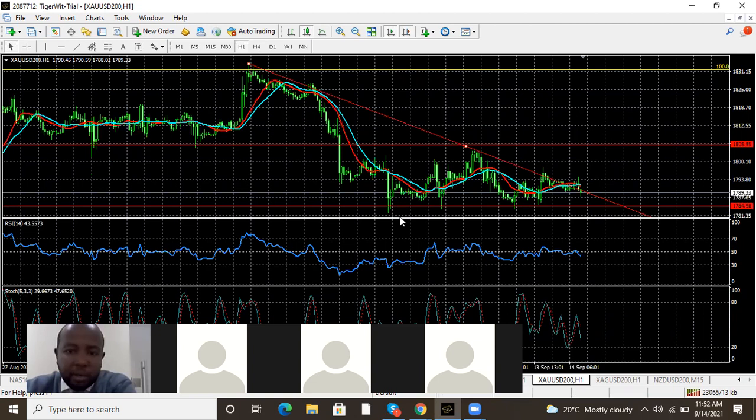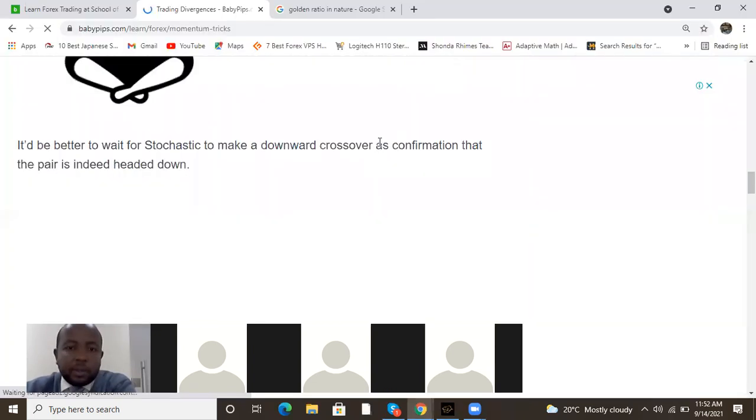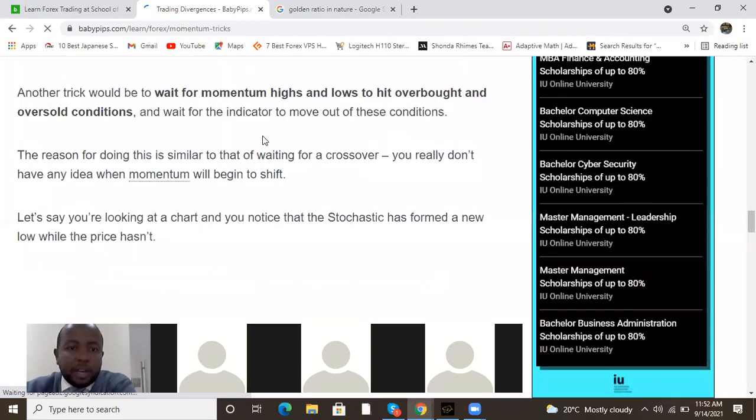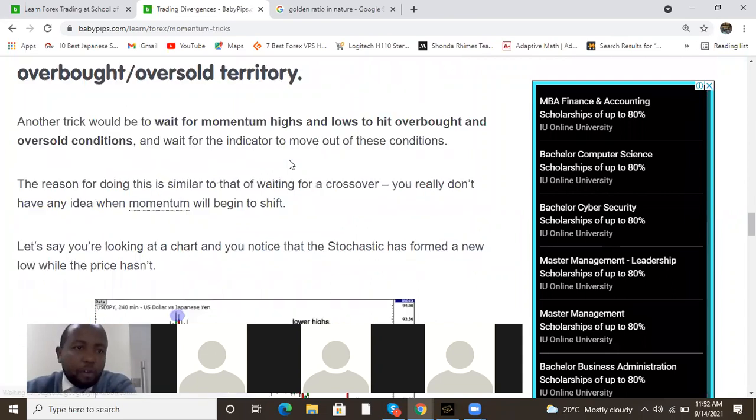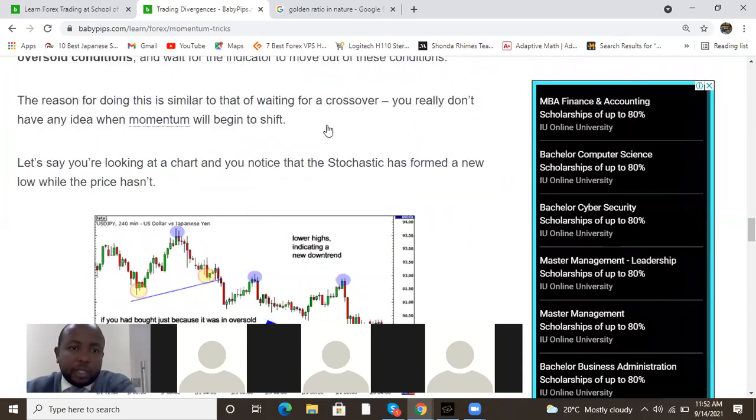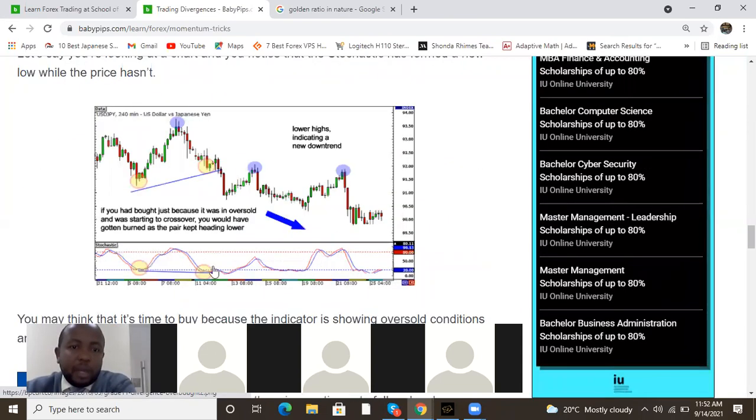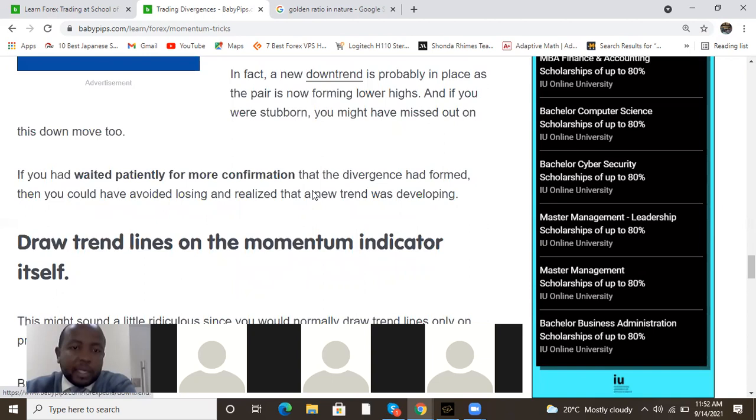So wait for the crossover. Patience is a virtue. Then what else do you look for? Wait for an indicator to move out of overbought or oversold territory. These now are the momentum indicators. So like here, we are waiting. Can you see here? It did not leave. It went up, then came back down. So there you would have been burnt.